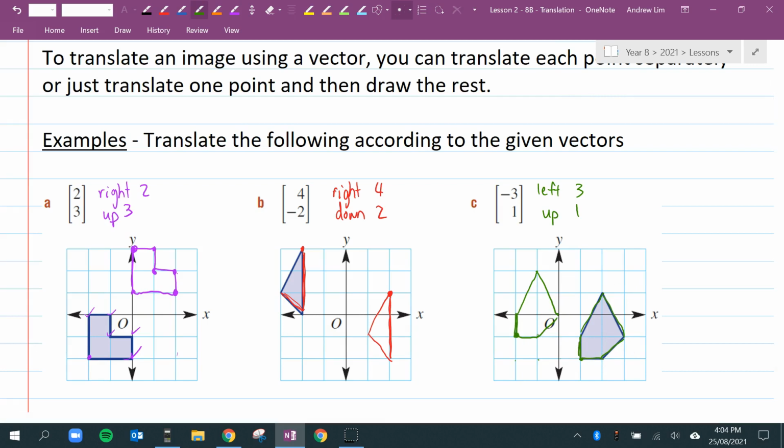Okay, so that's it for this video. I hope you know how to read and understand vectors and how to find the translation vector and how to actually translate images using a vector.